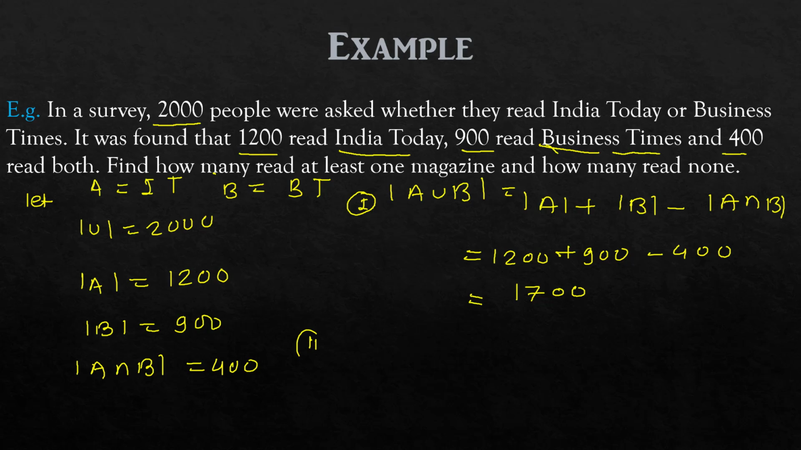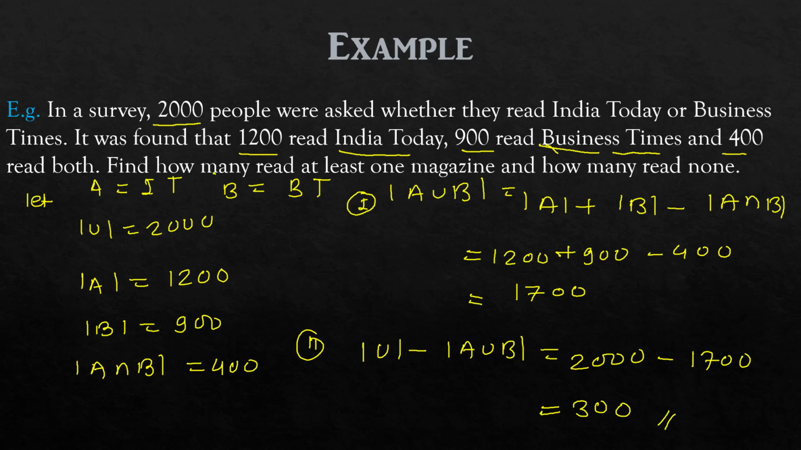Now what is the second condition? Second condition is how many read none. यहाँ पे आप लोगों को क्या find out करना है कि कितने लोग magazine read नहीं कर रहे हैं. So what we have to find? Simple. Universal set is equal to what? 2000 और number of people read at least one magazine कितना मिल रहा है हम लोगों को? 1700. So simple, we have to find out U minus A union B. So U is 2000 minus 1700, we get 300. So 300 people read none of the magazines. So this is the second answer.